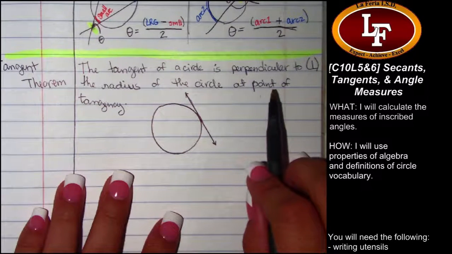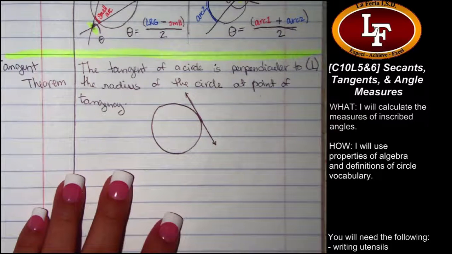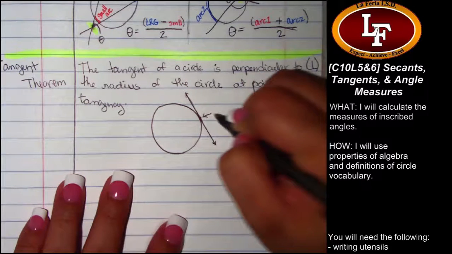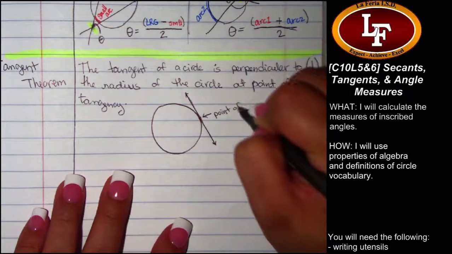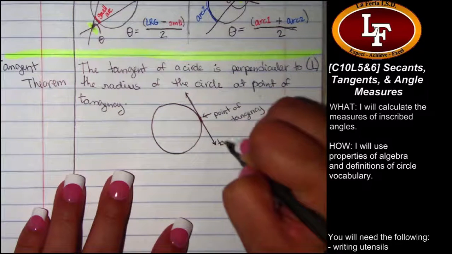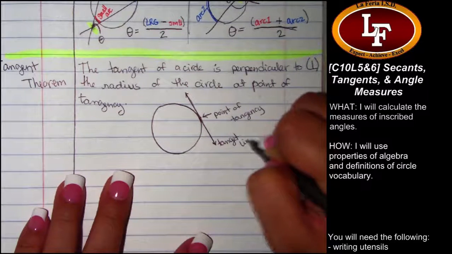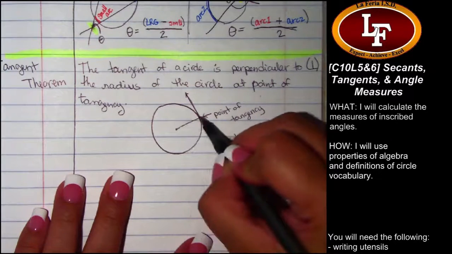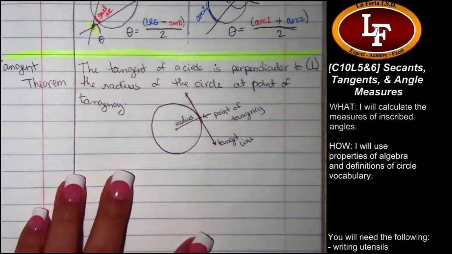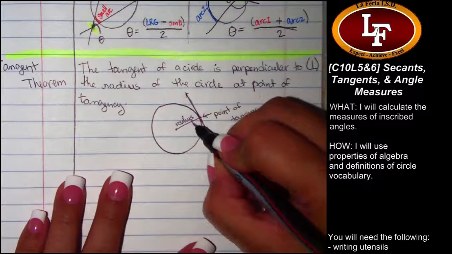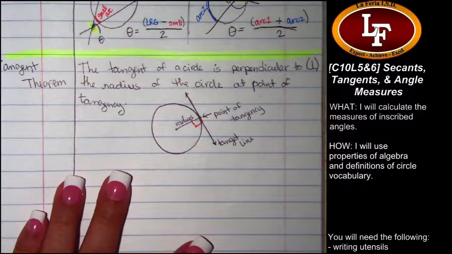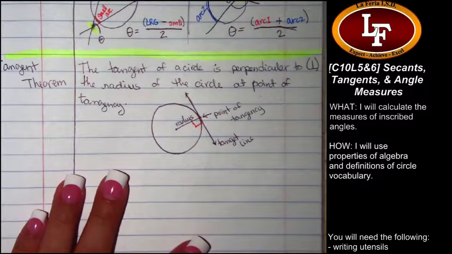Exactly where it touches the circle. It's the point where the tangent line and the circle meet up. So this point right here would be our point of tangency. This is our tangent line. And so this would be our radius. What this theorem tells us is that the radius and the tangent line intersect at a right angle. They are perpendicular to each other.